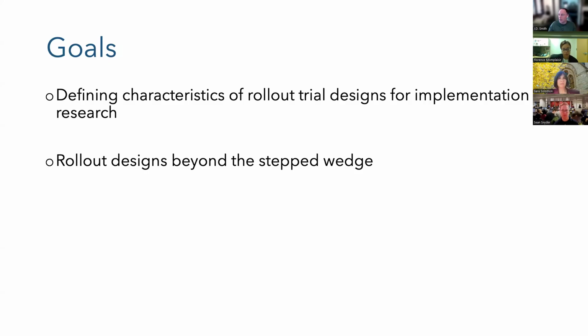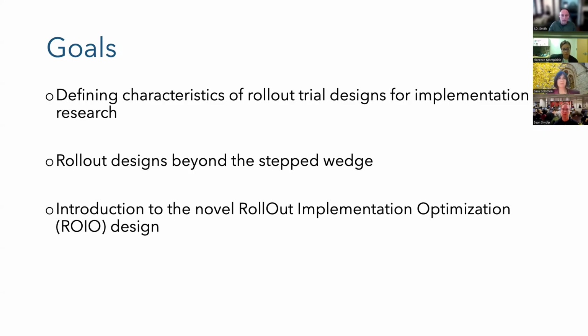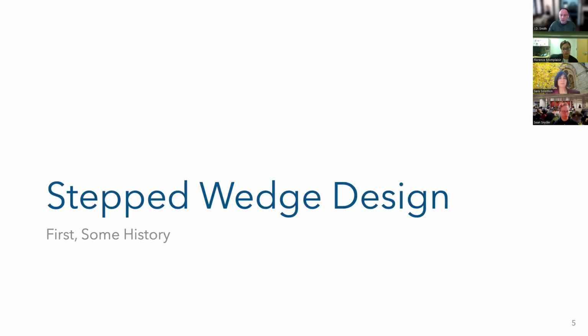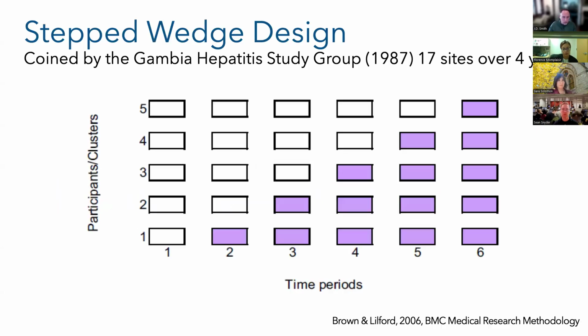We are going to spend a lot of time, as I already mentioned, on going beyond the stepped wedge. We will anchor in that, but then kind of stray quite a bit. And then a good portion of the time is going to be focused on the novel rollout implementation optimization, or ROIO, design that has gotten a lot of interest in implementation science. And I think you'll see why as we get into the rationale for why we created it and what the goals are. So some history on the stepped wedge design.